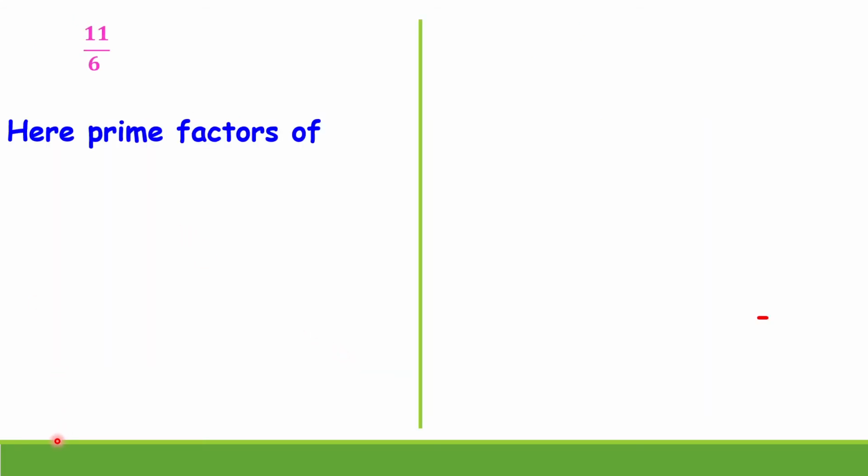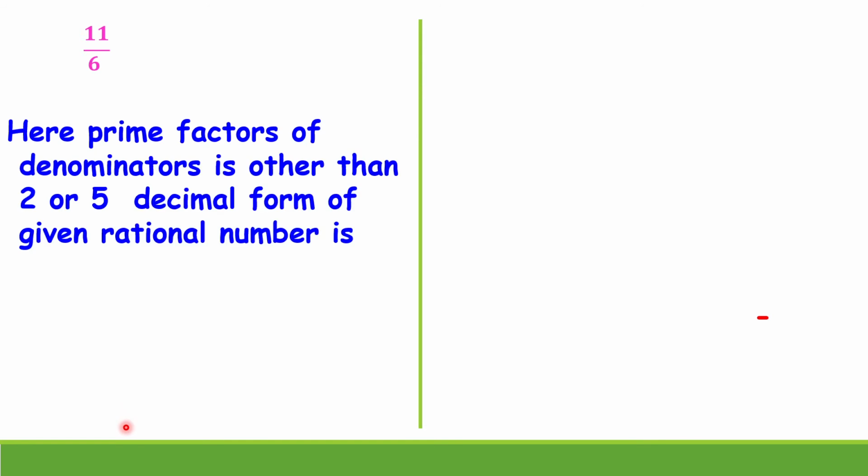Next example, 11 over 6. Here the prime factors of the denominator are, which is the denominator? 6 is the denominator. Find the factors of 6. 6 is nothing but 2 threes are 6. Here the factors of 6 are 2 and 3. And this factor 3 is other than 2 or 5. We know that if the prime factors of the denominator are other than 2 or 5, then the decimal form of the rational number is a non-terminating recurring form.